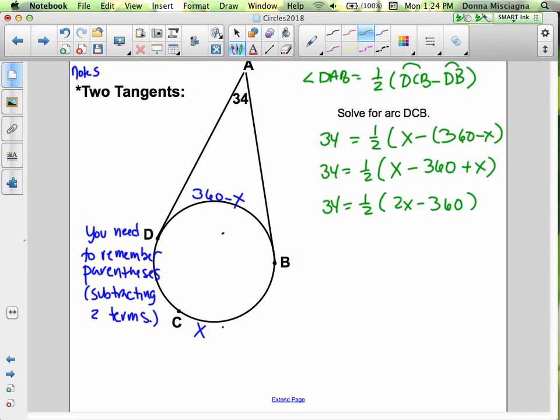Distribute the 1/2. 34 is X minus, well, I really don't need the parentheses anymore. 1/2 times 2X is just X. Half of 360 is 180. And then add 180 to both sides. And that would give us 214 equals X.